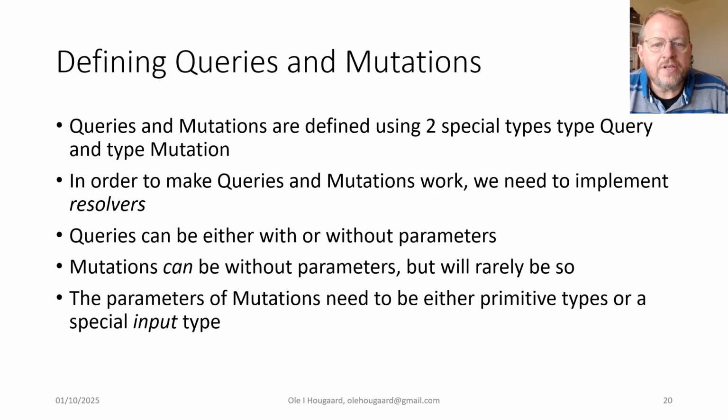So the parameters are either primitive types, this is true for queries as well, or a special input type. You cannot take your normal type, which is what you use for data transfer from the server to the client, for the responses, of course. You can't use those in your requests. You would need to make an input type and do that. So I'll show that in 2 slides so you can see how it works.